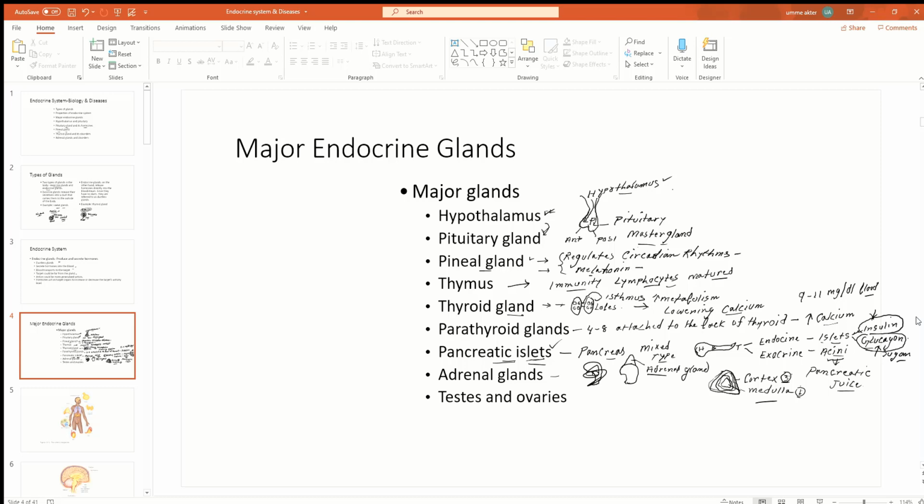And the three layers produce three different types of hormones, and the medulla produces different types of chemicals. So we'll talk about that. Just know that that's the adrenal gland.